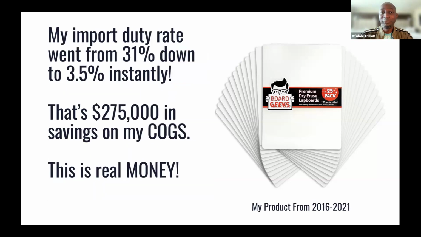Guess what happened? Boom. My import duty went from 31% down to 3.5% instantly. Instantly. Just because of this one single code that I found in the customs database that applies to my product, I was able to save $275,000 on my cost of goods every year. This is real money. This is not virtual money. This is the money I would have paid to the US government, but I'm no longer paying because of this.